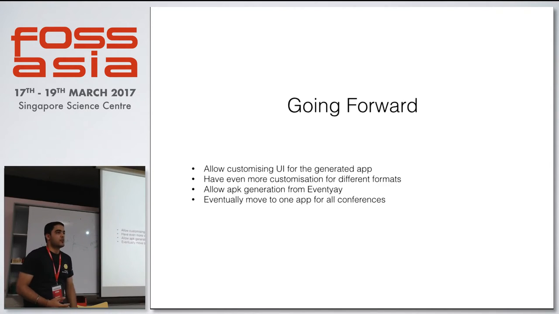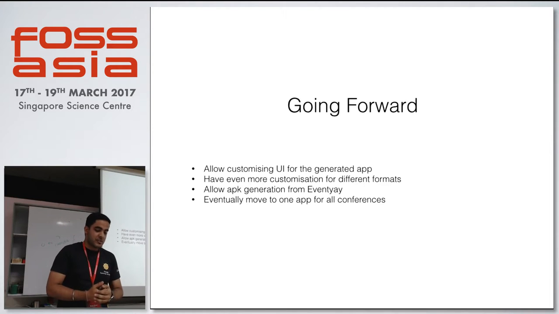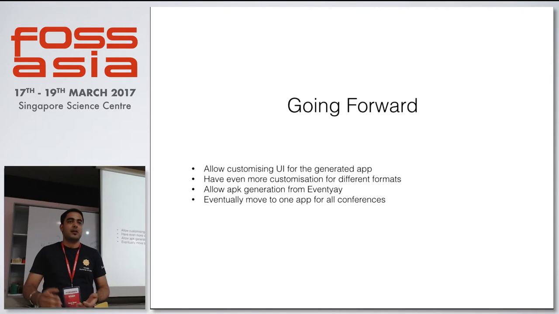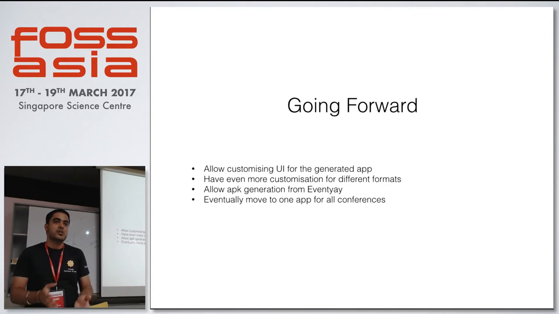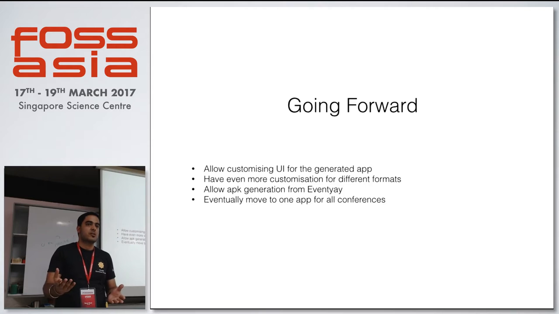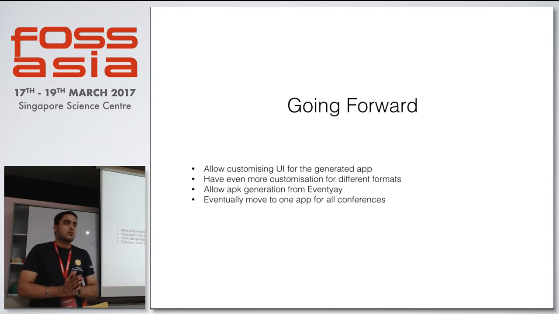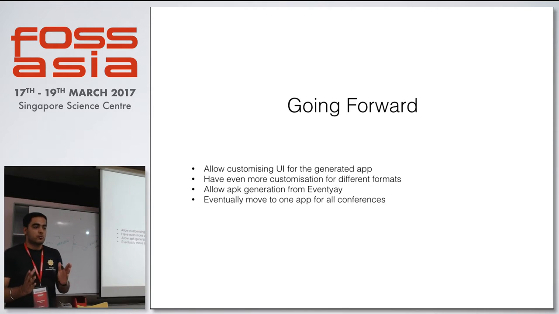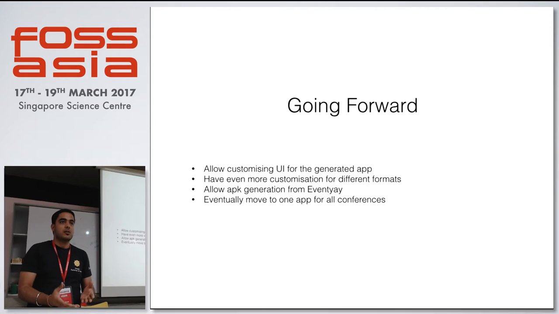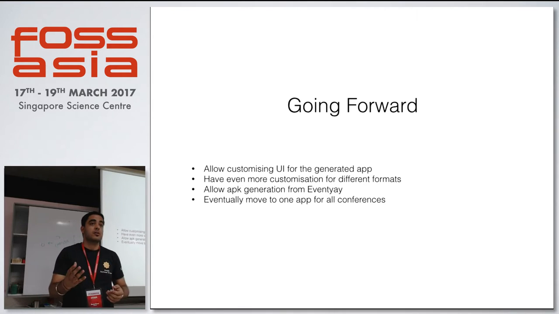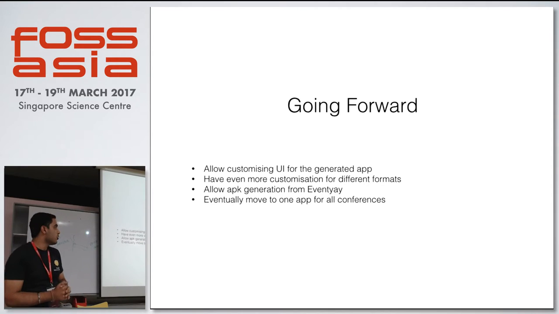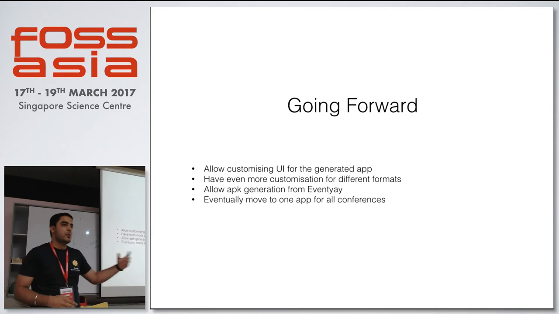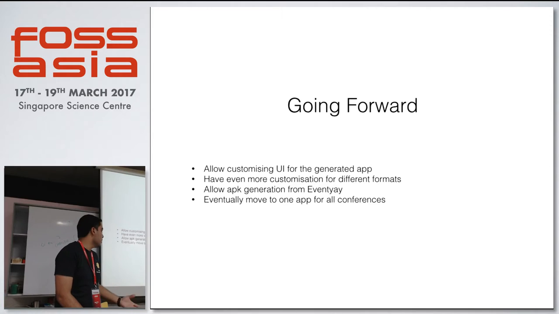So have even more customization for different formats. For example, right now, conferences like C3 and FOSSASIA have their own JSON formats, and FOSSASIA is kind of using the formats that are accepted by most of the conferences around the world. So what the Open Event system does is that it parses all the formats which are available, and it converts it into a unified format which can be used by the app and the web app generator to create a unified app. We want to move forward with more customization in that. So that would be one of the things that we are looking at going forward.